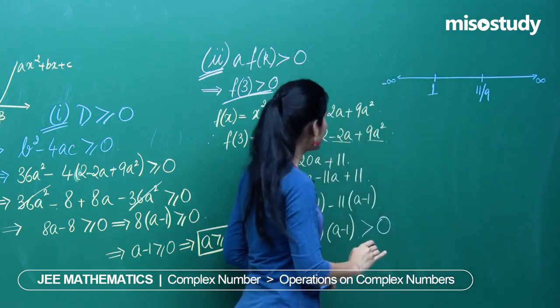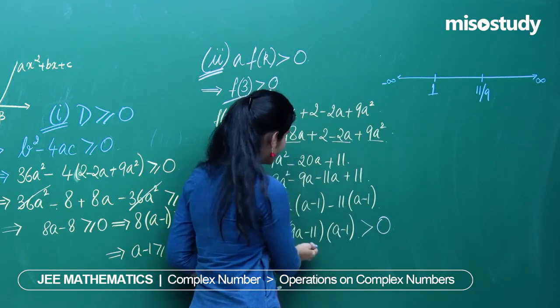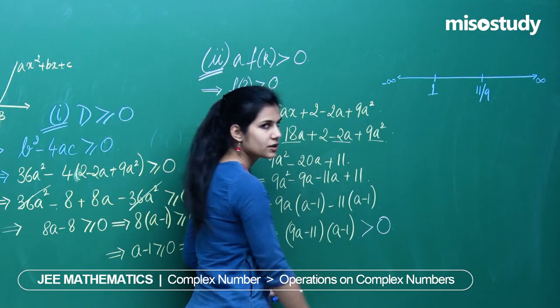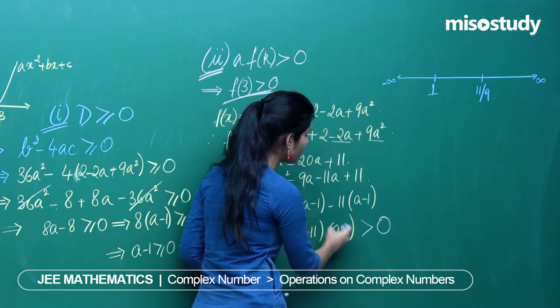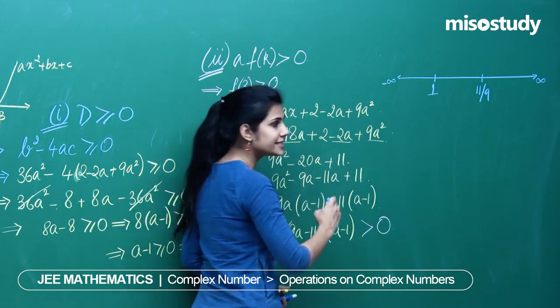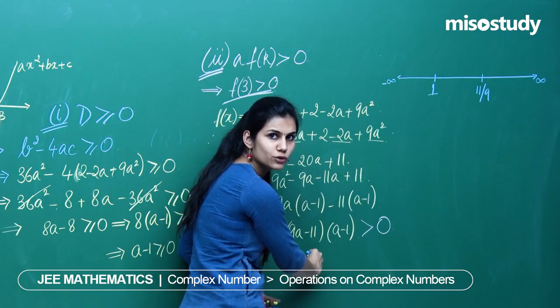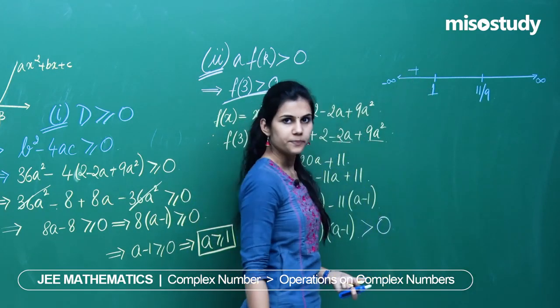Now, if you plug in the values of a which are less than 1, that is going to give you what? If you plug in the values less than 1, this factor will be negative. Plug in the values less than 1, they will automatically be less than 11 by 9. So, this factor is going to give you a negative answer. Negative into negative makes it positive.